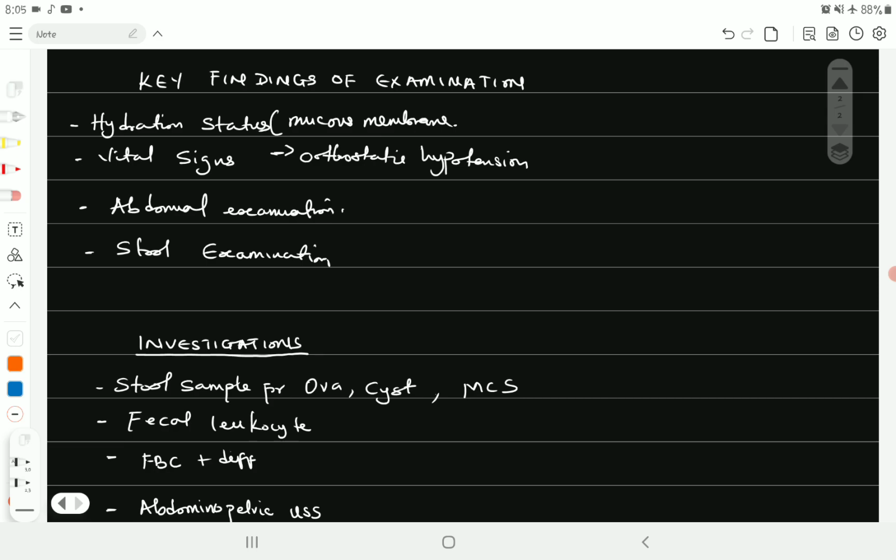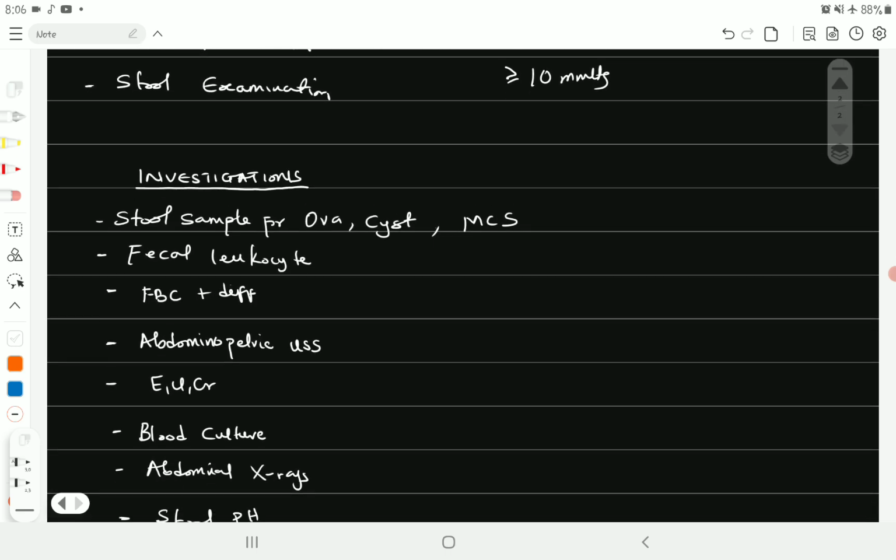Orthostatic hypotension is when the difference in the systolic is greater than or equal to 20, and the diastolic greater than or equal to 10. That's the difference when you compare the standing and the lying. Then the abdominal exam: check for tenderness, check for distension. Also, you need to examine these two grossly. Are you getting me?